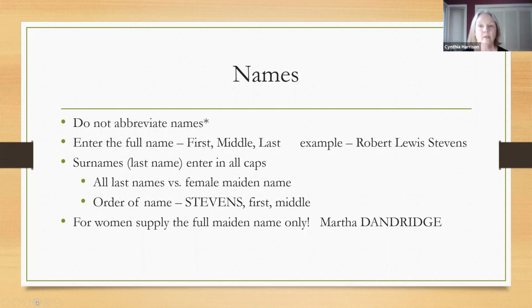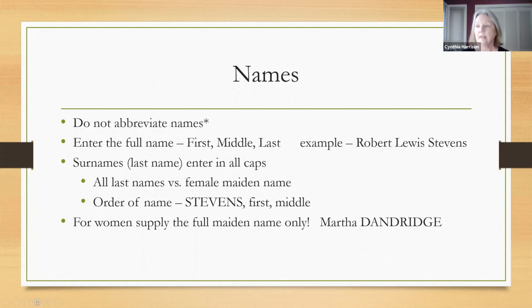We enter the full name, first, middle, and last, such as Robert Louis Stevens. Now, maybe Robert went by Bob. Well, we don't want to put Bob Stevens because that could be someone totally different. But so that we realize that Bob and Robert are the same person many times, we would want to put Robert Louis Stevens and then maybe put Bob in quotation marks or parentheses or AKA after the name so that we know that he also goes by Bob.